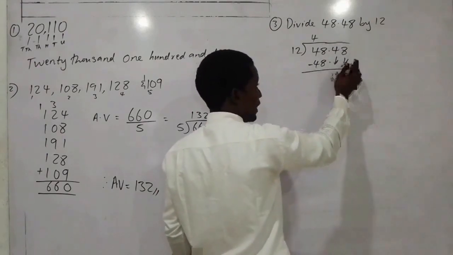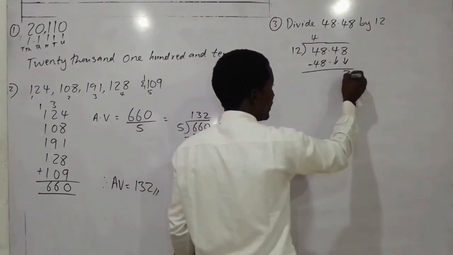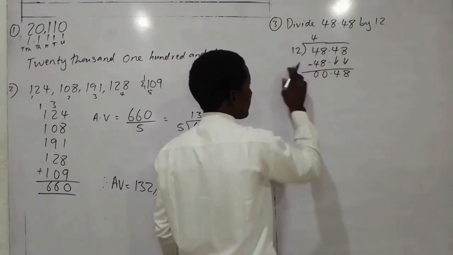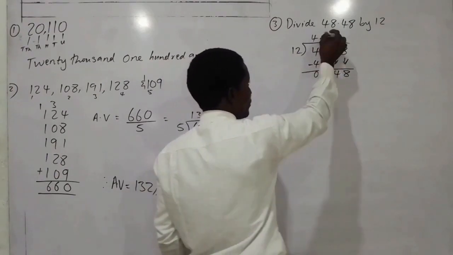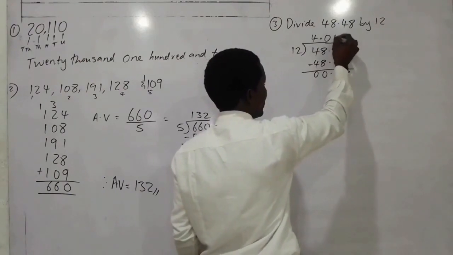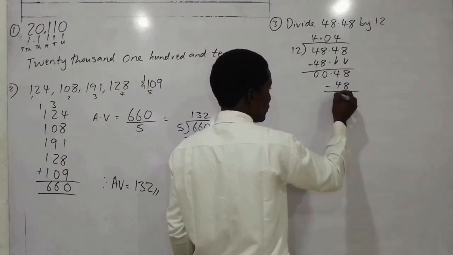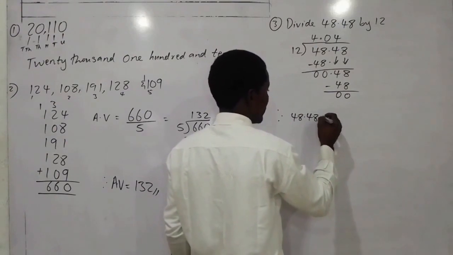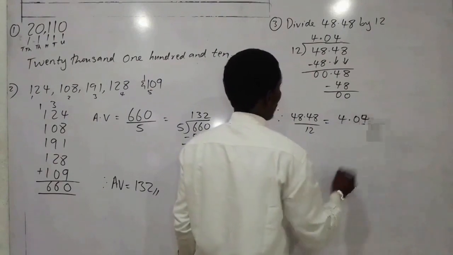The number we are bringing down now are decimal numbers. Any number after decimal points are called decimal numbers. So we go 0.48. Now, 12 in 0 is not possible. Put your point here. 12 in 0 is not possible. Write your 0 here. 12 in 48 is 4 again. 4 times 12, that's 48. Now we subtract 0, 0. Therefore, 48.48 divided by 12 equals 4.04.